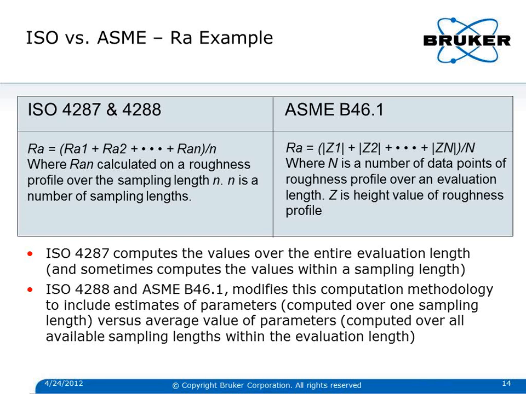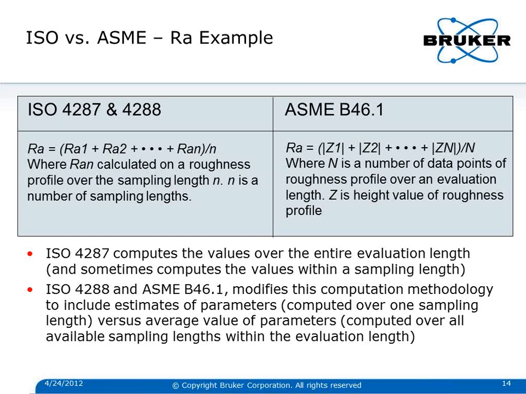And so Ra is calculated where N is the number of data points of the roughness profile over an evaluation length, and Z is the height value of the roughness profile. So both of these, ISO and ASME, provide very accurate calculations of filtering for roughness for many different applications.